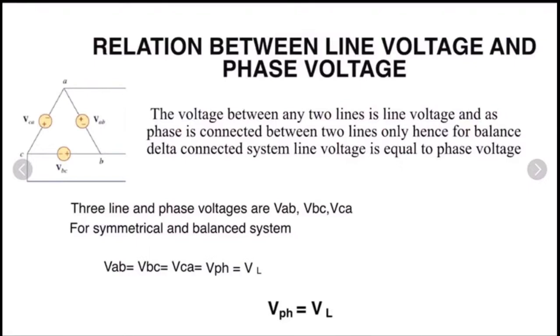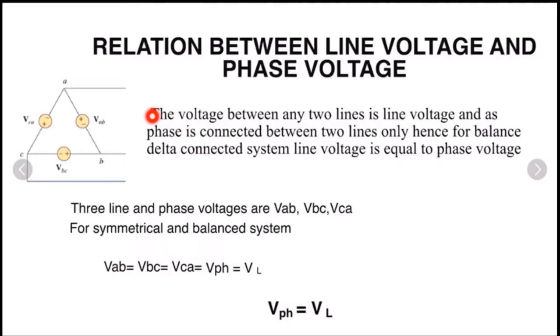Now we will move to the relation part. We will try to understand the relation between the voltages, that is line voltage and phase voltage. For that we will look at this circuit. In this circuit we have three supplies connected, so this is nothing but a three-phase supply. We can easily see that the voltage between two lines, that is A and B, is your line voltage. So VAB is the line voltage.